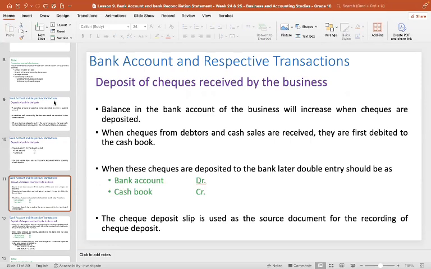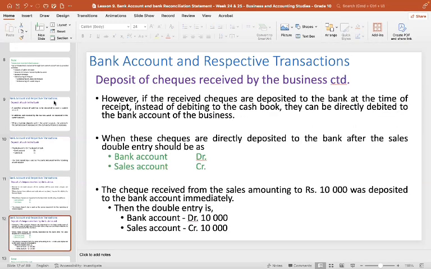Now we are going to learn about the second type of transaction in deposit of checks. However, if the received checks are deposited to the bank at the time of the receipt, instead of debiting them to the cash book, they can be directly debited to the bank account of the business. What we studied first is receiving the checks, recording them in the cash book, and subsequently depositing them to the bank account.